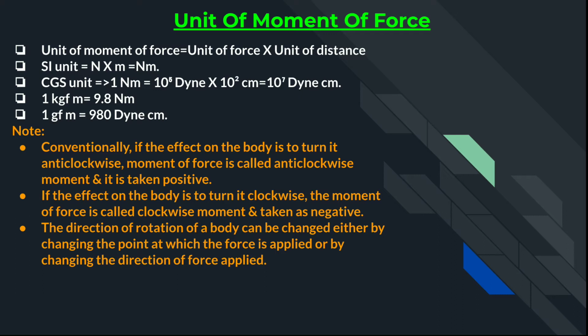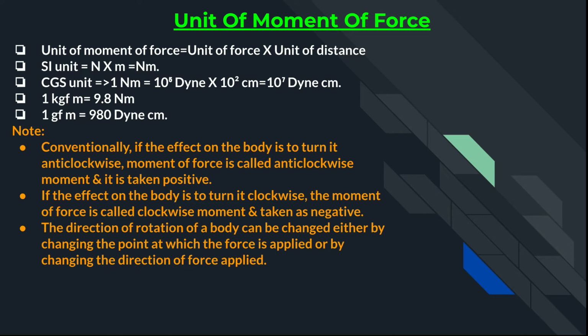In the CGS system, 1 newton is 10 to the power 5 dyne and 1 meter is equal to 10 to the power 2 centimeter. So 10 to the power 7 dyne centimeter will be the CGS unit. Now 1 kgf meter will be equal to 9.8 newton meter. 1 gf centimeter will be equal to 980 dyne centimeter.